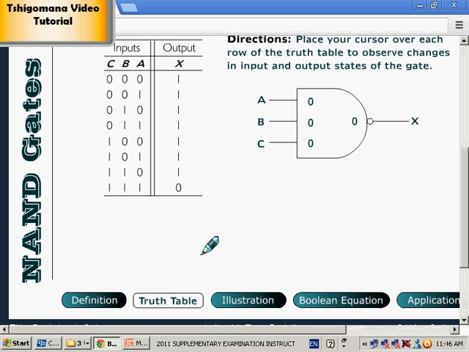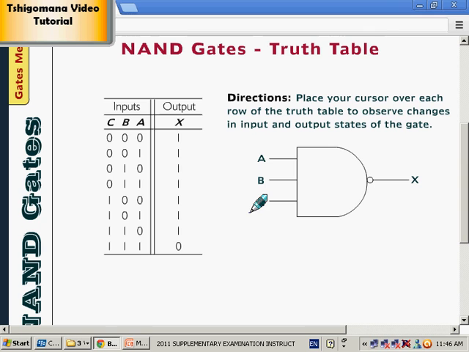The truth table. Right, this is the truth table of the NAND gate. Right, all inputs are off, but the output is 1.